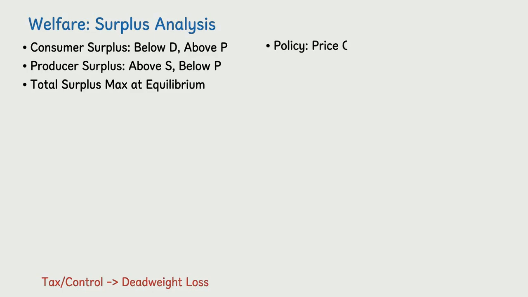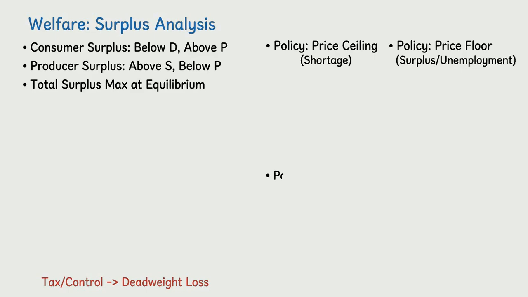Now, policy. A price ceiling, like rent control, set below equilibrium, causes a shortage. More people want apartments than landlords are willing to rent. A price floor, like minimum wage, set above equilibrium, causes a surplus, in this case, unemployment. A tax creates a wedge between what buyers pay and what sellers receive. It reduces quantity traded and creates deadweight loss. A subsidy does the opposite. It increases quantity traded but costs taxpayers money.